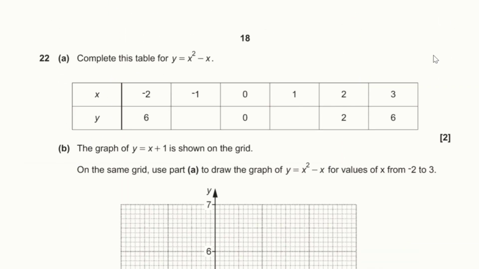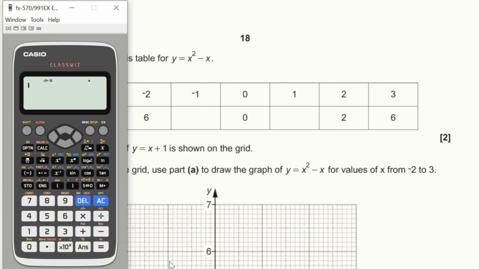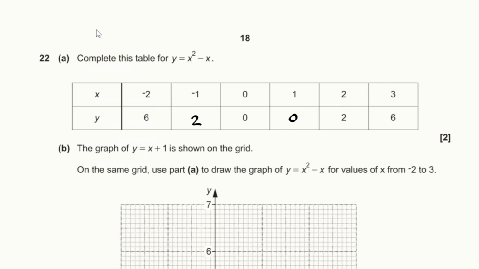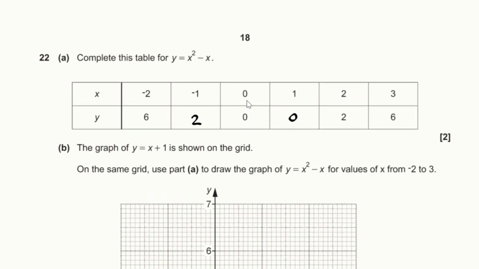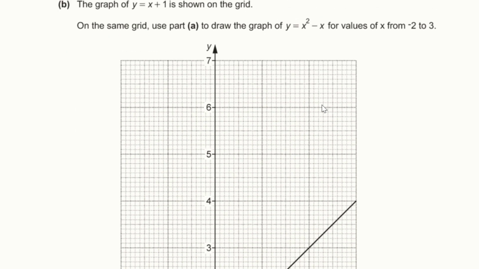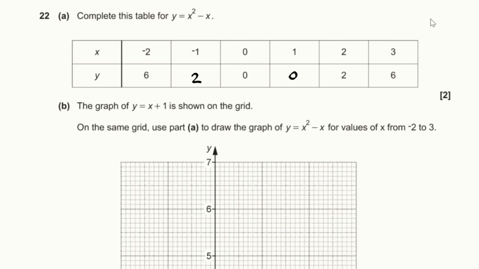Question number 22. For part A, we have to complete this table for y equals x squared minus x. Well, when x is equal to minus 1, I've got minus 1 squared minus minus 1, which is 2. And then when x is 1, I've got 1 squared minus 1, which is 0. For part B, the graph of y equals x plus 1 is drawn on the grid. On the same grid, we have to draw the graph of y equals x squared minus x between minus 2 and 3. So we need to plot these points and draw a smooth curve.